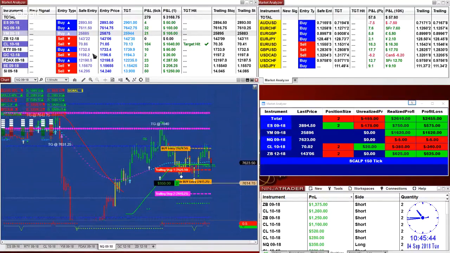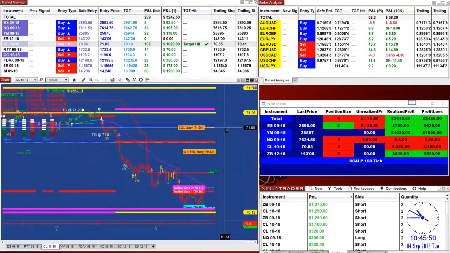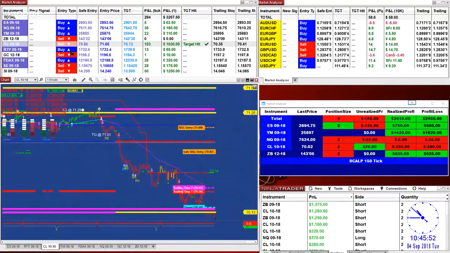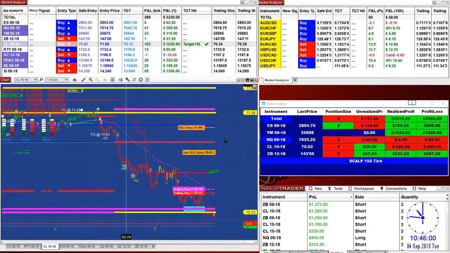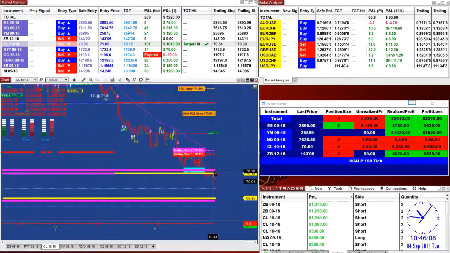Now we are sideways. What is this? Target hit on the CL. Earlier today on the CL, the entry was 71.05. We hit 70.13 and made 100 ticks. And now the CL is sitting here, a big mess.